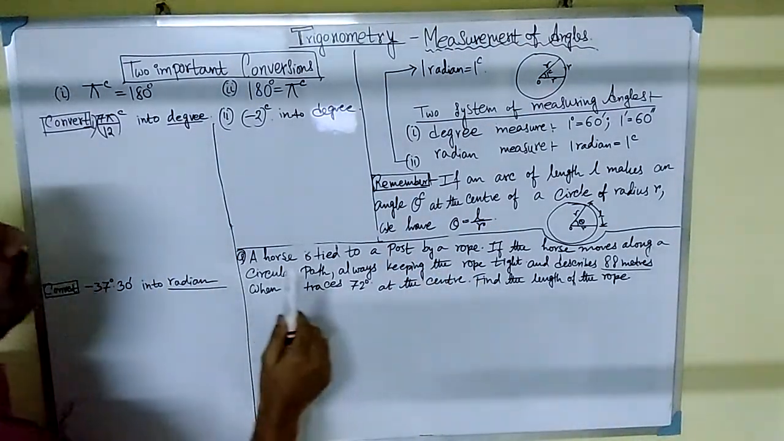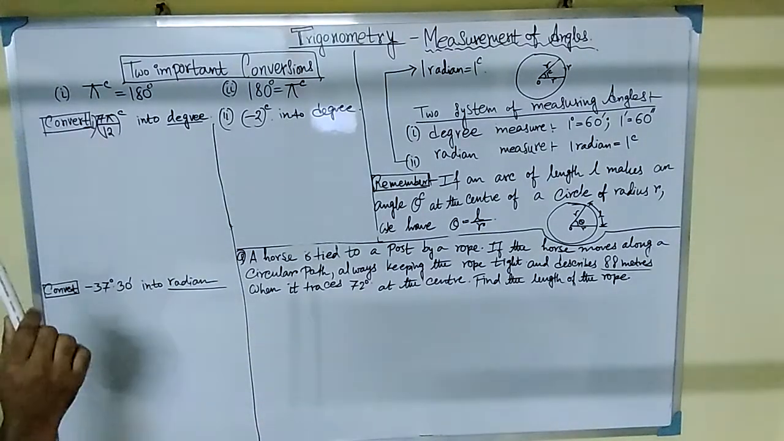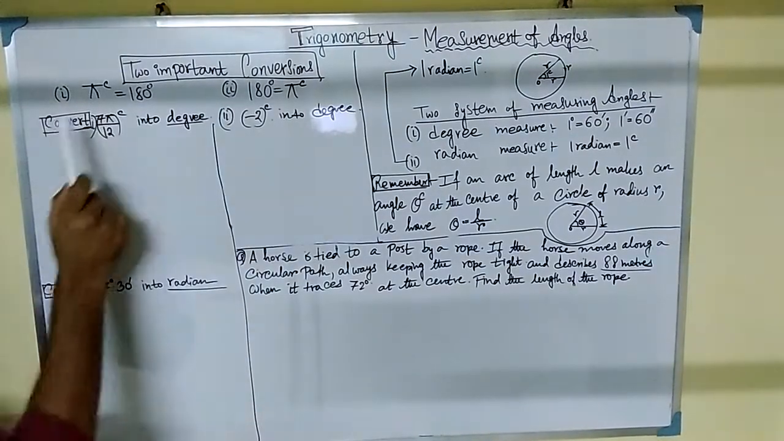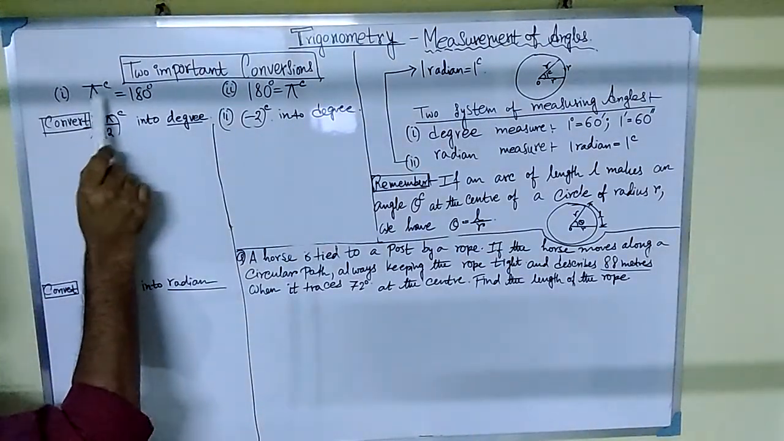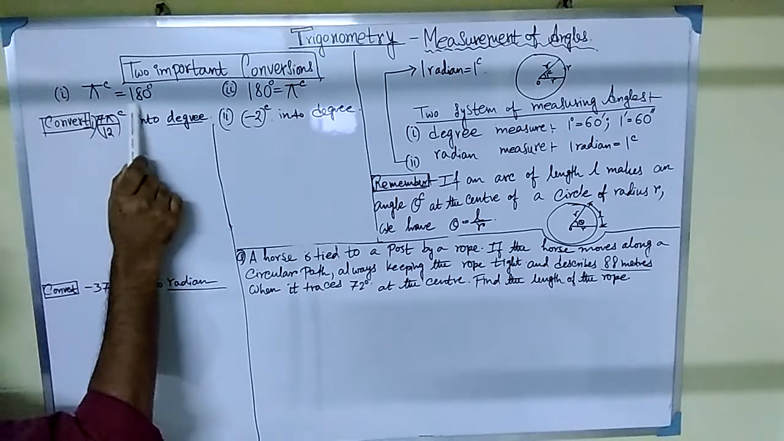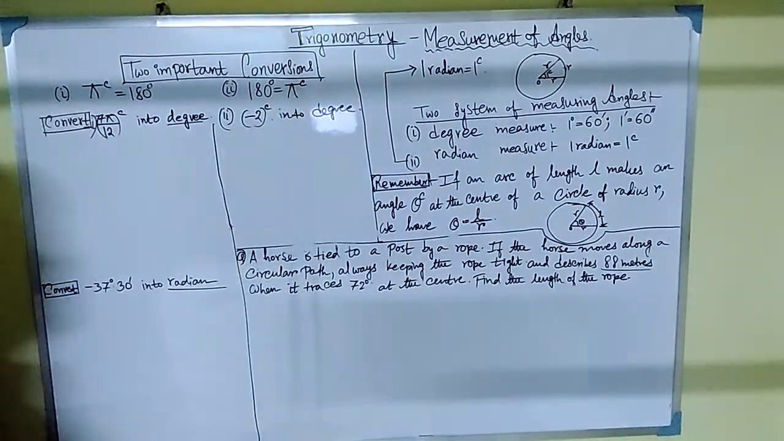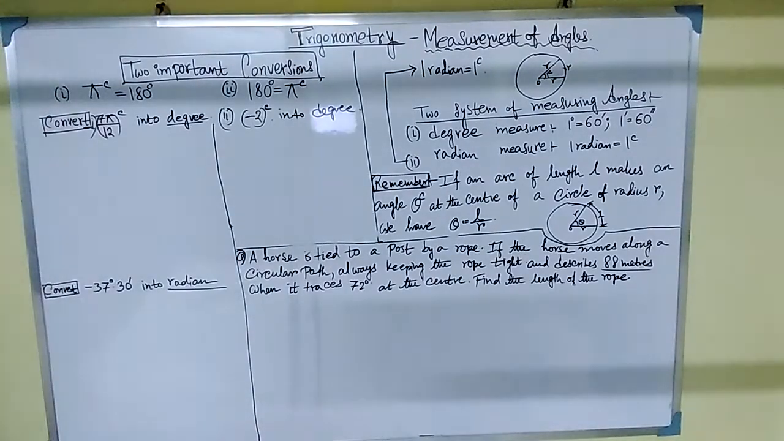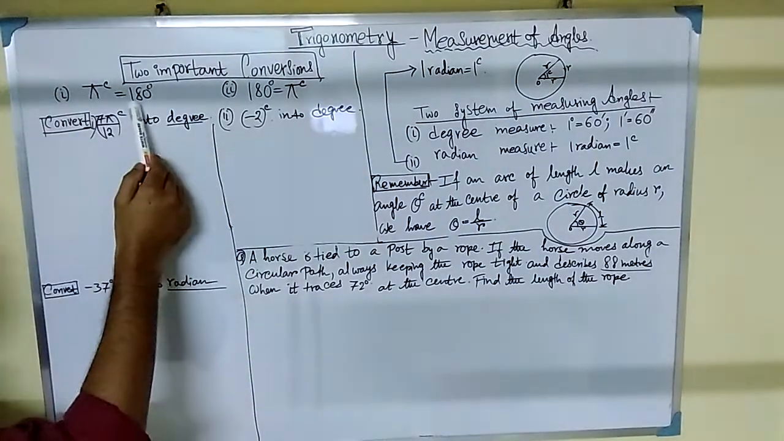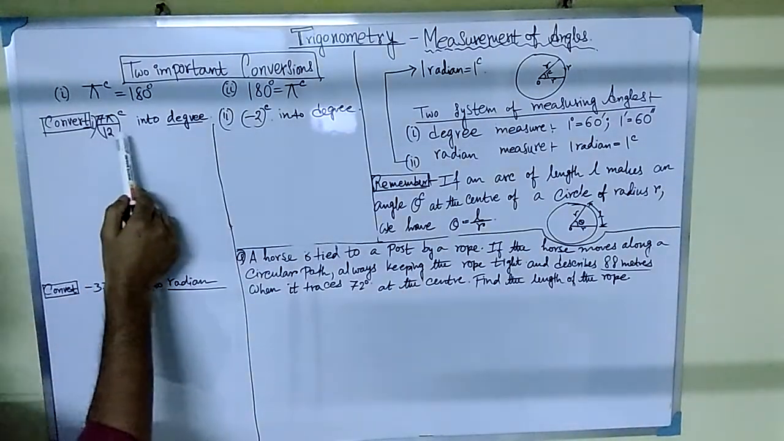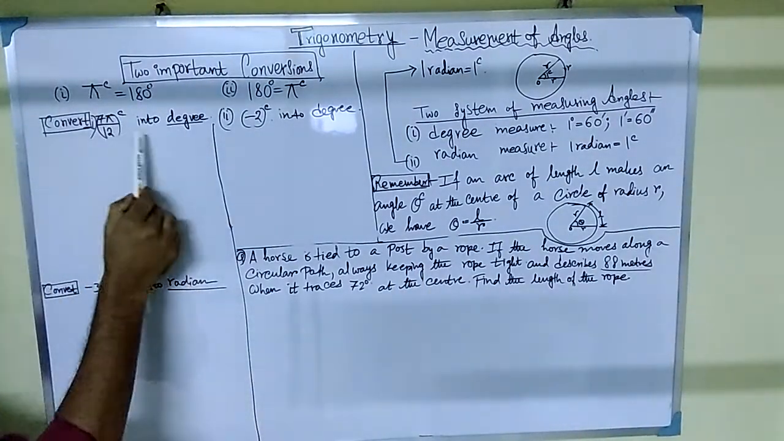So we have two important conversions from degree to radian and radian to degree. Number one, we have from radian to degree. Pi radian is equal to 180 degree. Now 180 degree is equal to pi radian. Next, we are going to do some problems based on these formulas. First one is convert 7 pi by 12 c, that means radian, into degree.